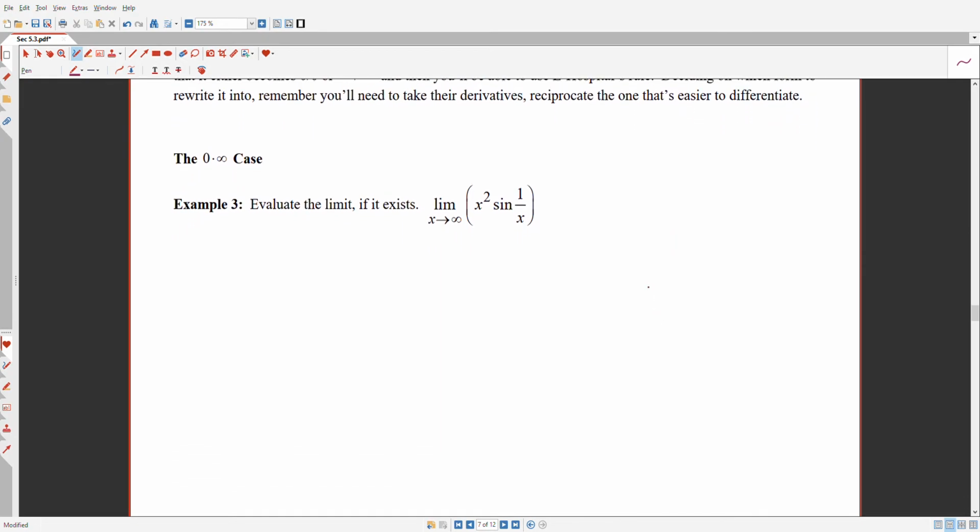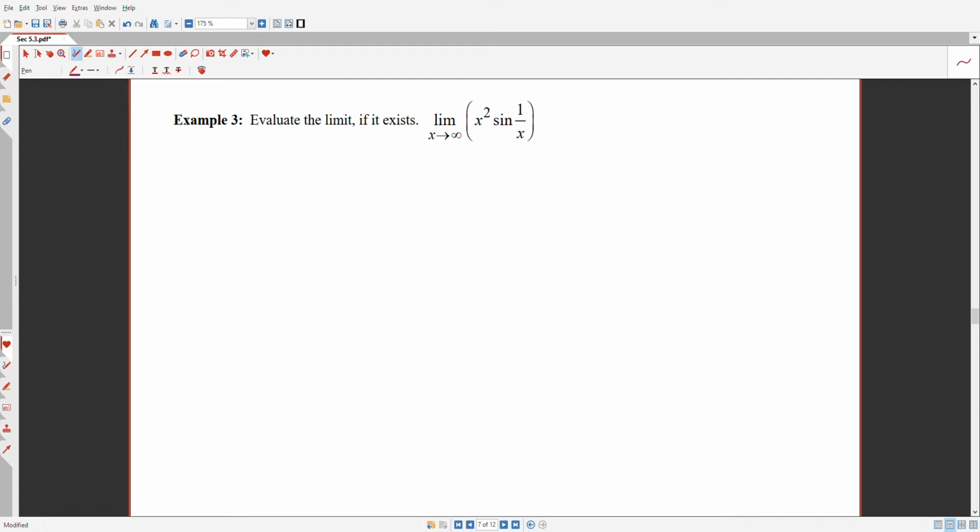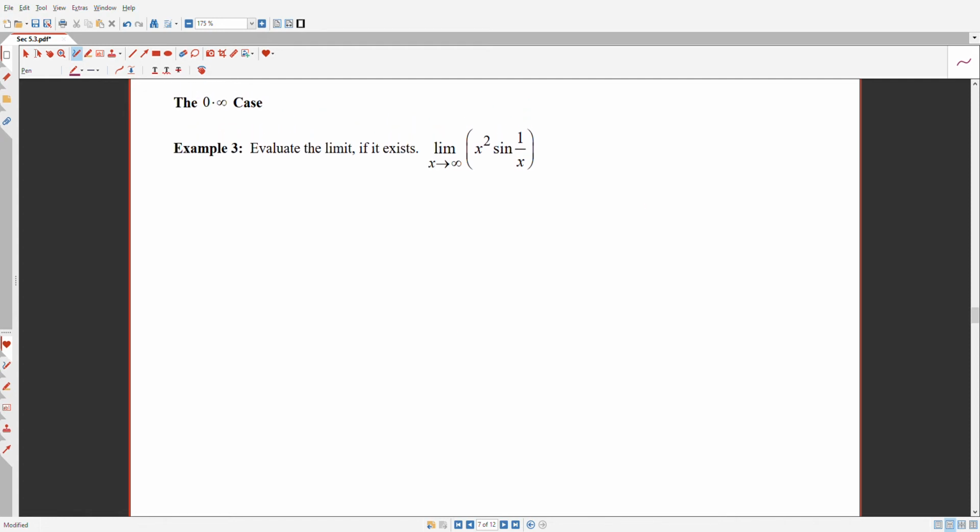Let me show you through an example how we can figure this one out. L'Hopital's rule can handle this case, but we need to do a little bit more work to it before it completely gives it to us. Example 3 is a good one to test this on. Let's take the limit as x goes to infinity of this product. Not dividing two functions, but now we're multiplying two.